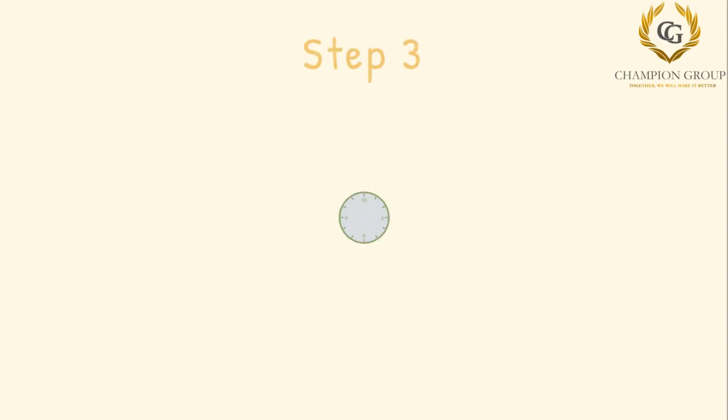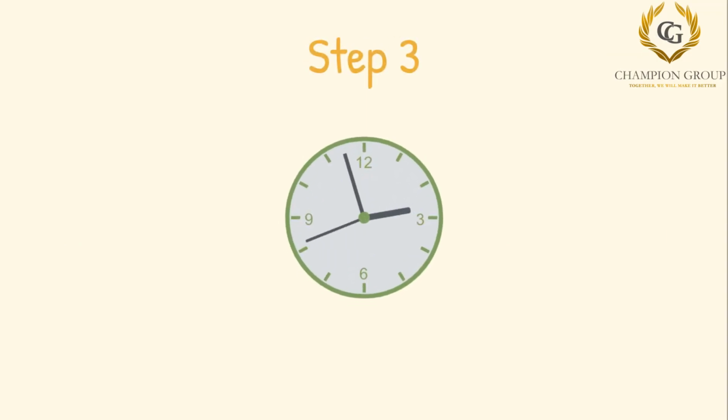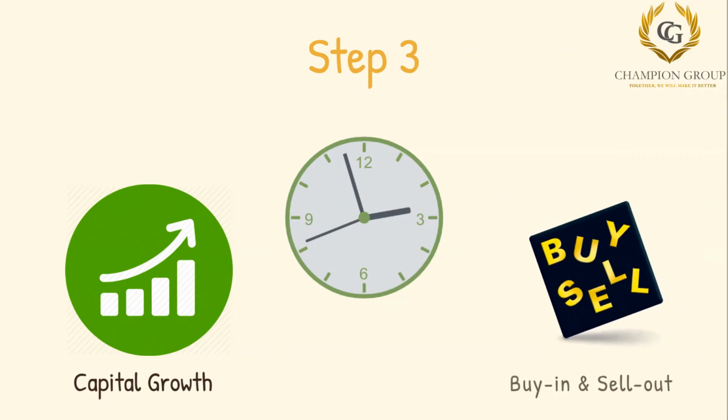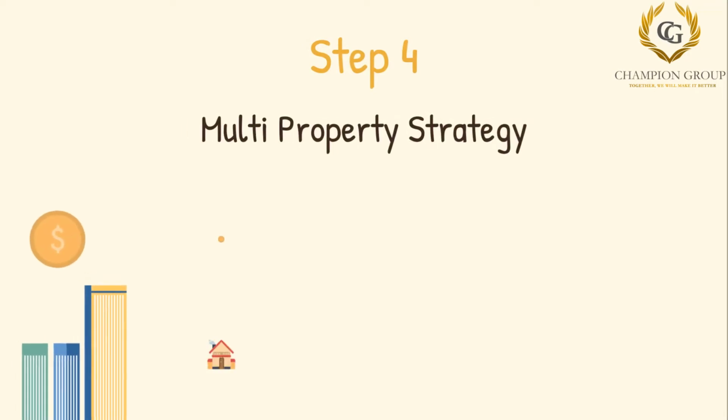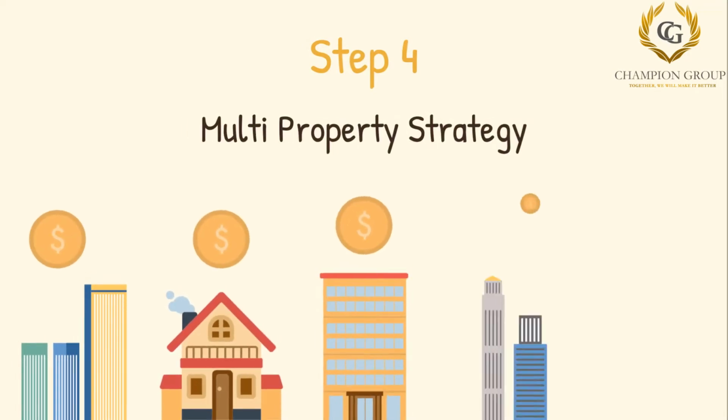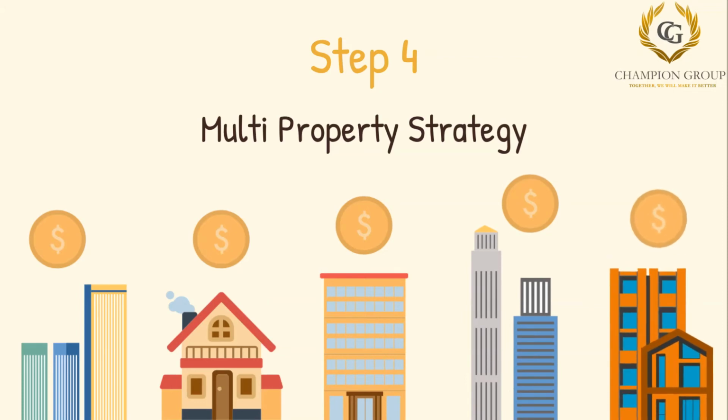Step 3. Focus on 2 crucial timings: timing for capital growth, and timing for buy-in and sell-out. Step 4. Use a multi-property strategy, meaning having a few properties. It depends on your desire for financial freedom. So how many investment properties do you want to own?